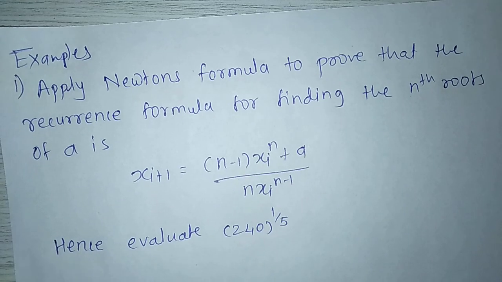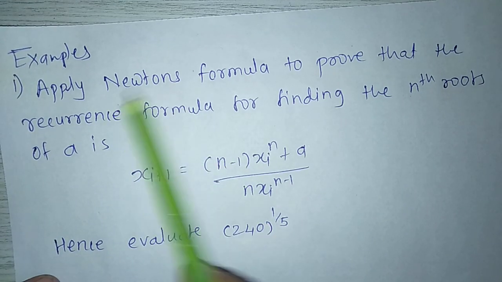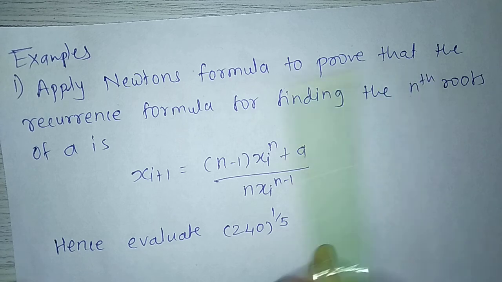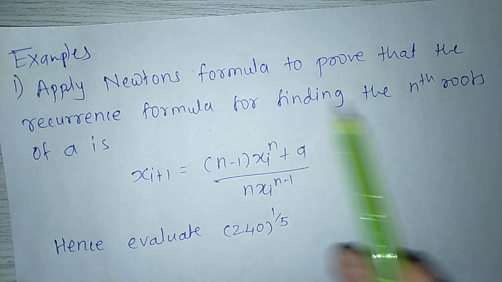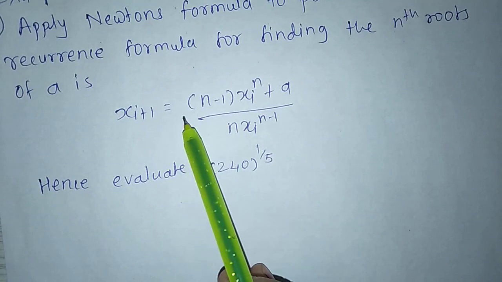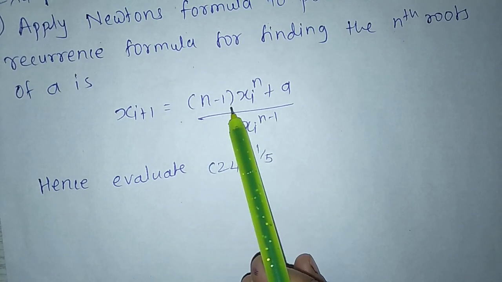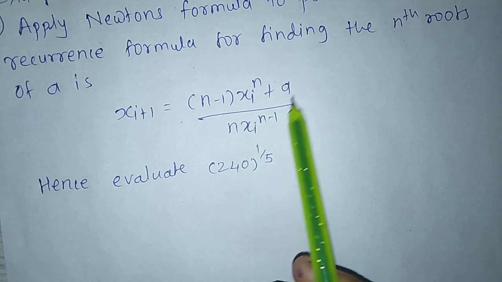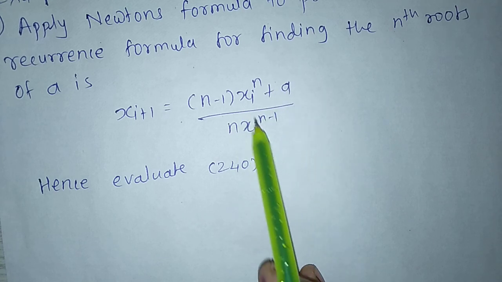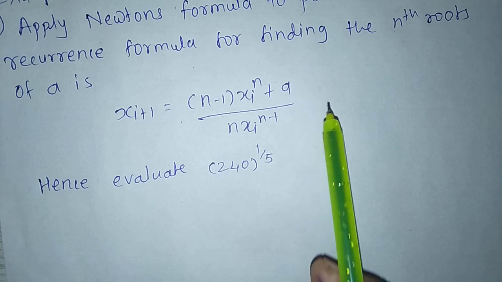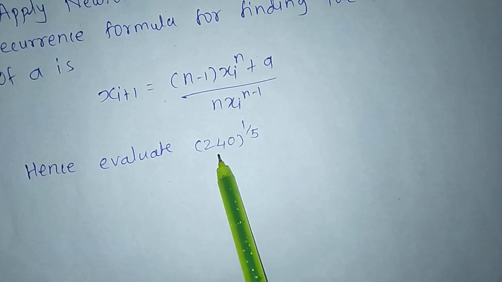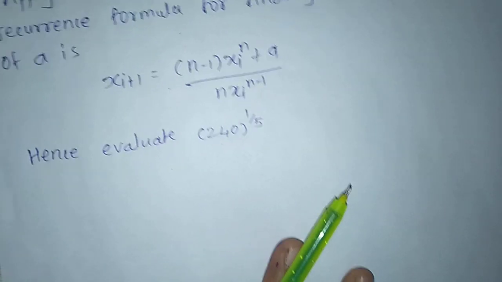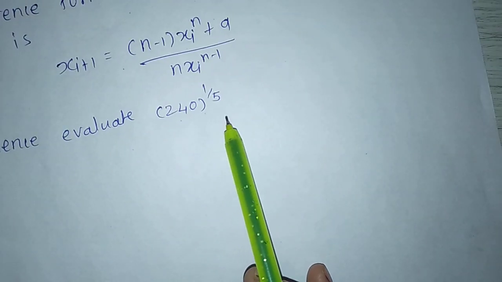Hello students, next example is: apply Newton's formula to prove that the recurrence formula for finding the nth root of a is x_{i+1} = ((n-1) x_i^n + a) / (n x_i^(n-1)). Hence, evaluate the fifth root of 240, that is 240 raised to 1 upon 5.